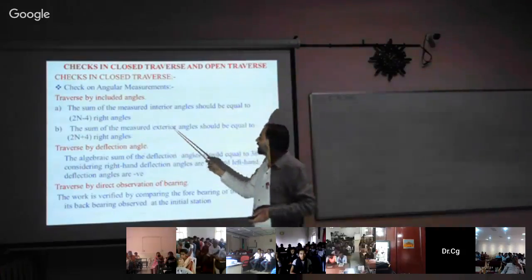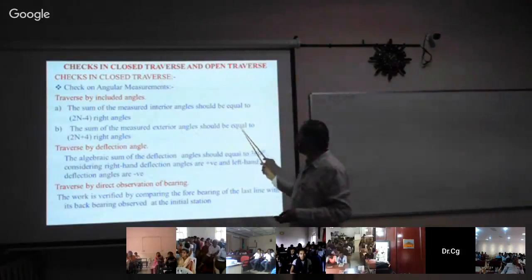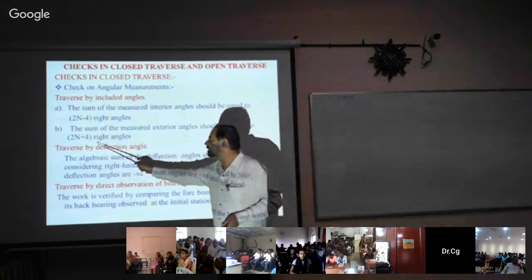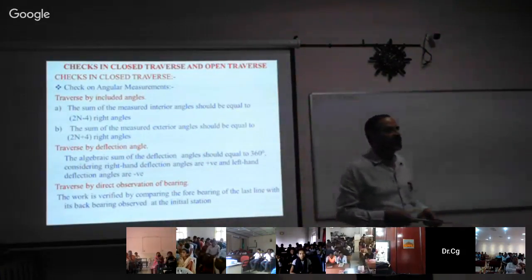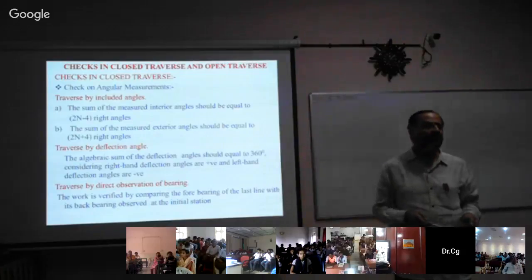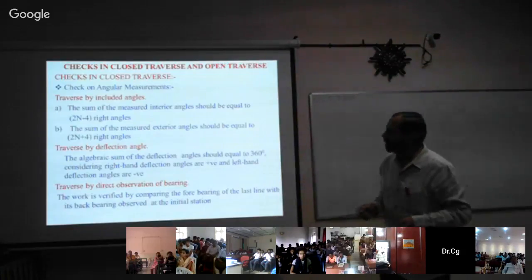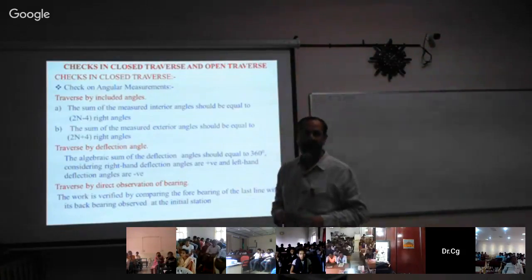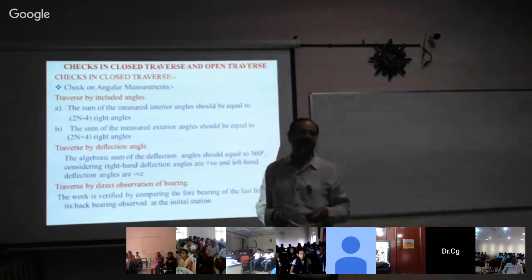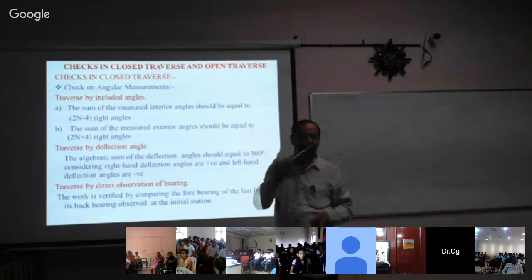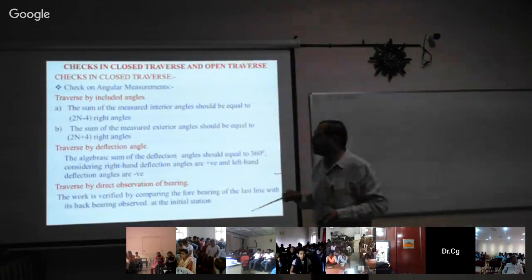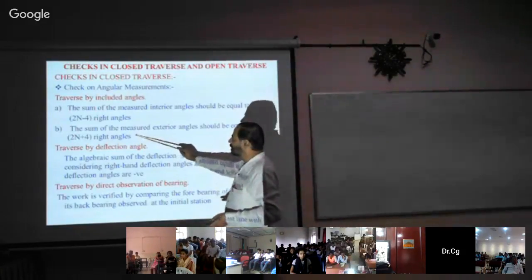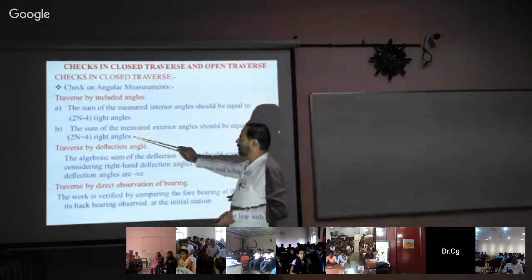The sum of the measured exterior angles should be equal to 2n plus 4 times the right angles, isn't it? Why is it 4 right angles? 90 into 4 is 360. That becomes one circle, isn't it? So therefore, it is equal to that number.